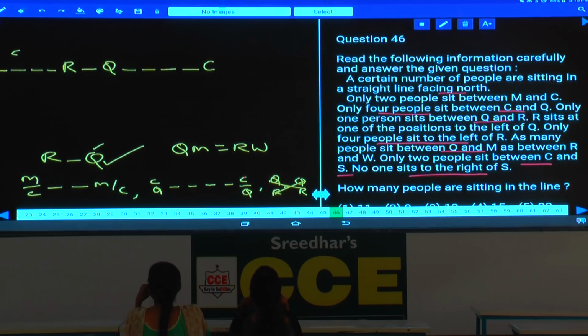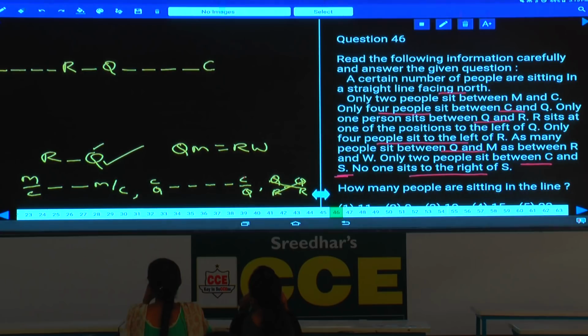There are two possibilities. But only two people between C and S, so S must be here, which is not possible if C is here, which implies that this C cannot be at this place. Are you following this one or not? Because if C is here, S and R must be in the same place, which is not possible. As C cannot be here, then tell me, how many persons are in between C and S?